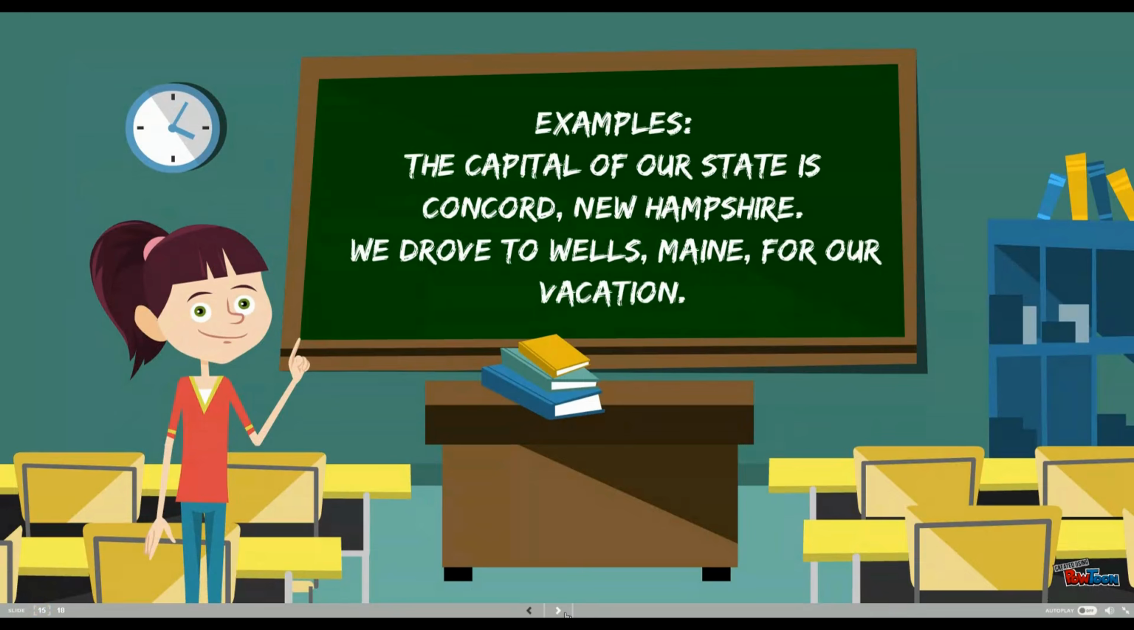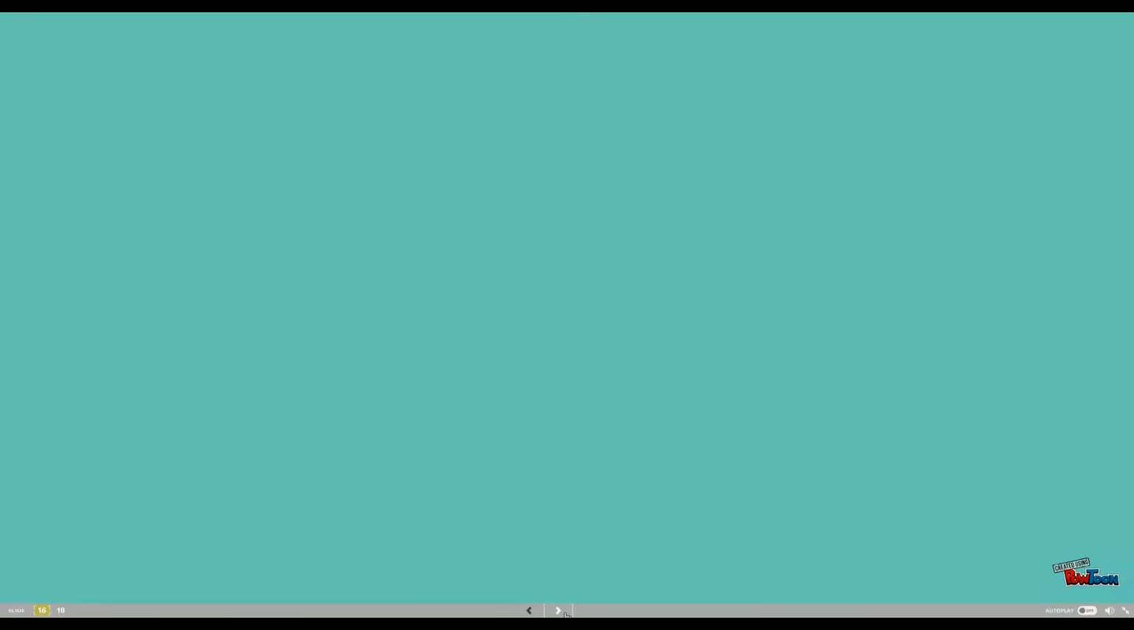So in the first sentence, you can see that the sentence stops after New Hampshire. So we only need a comma between Concord and New Hampshire, the city and the state. In the second sentence, however, the sentence continues on after Maine. So we need a comma between the city and the state, Wells and Maine, and after the state, Maine.